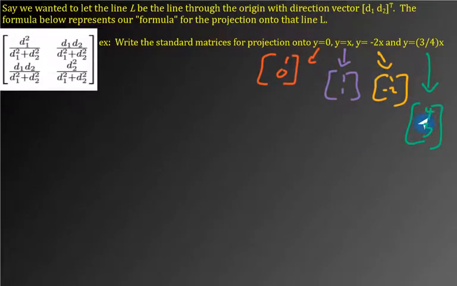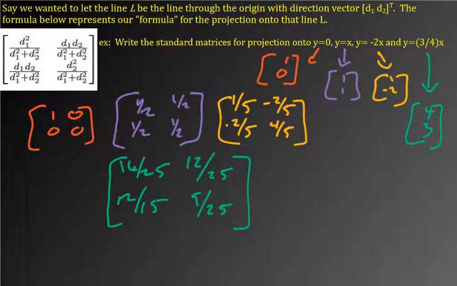Then you could take these d1, d2 and pop them in here, and you would get these corresponding matrices. So you get all those. This one corresponds to this, this to this, and this to this. These are what we call standard matrices of projection for these different lines, okay?